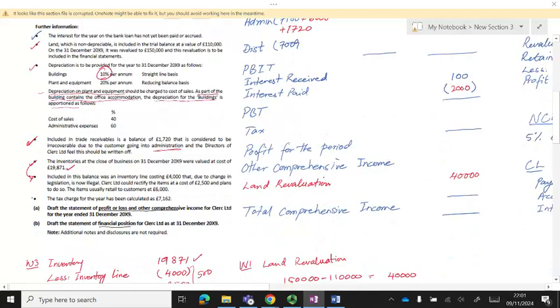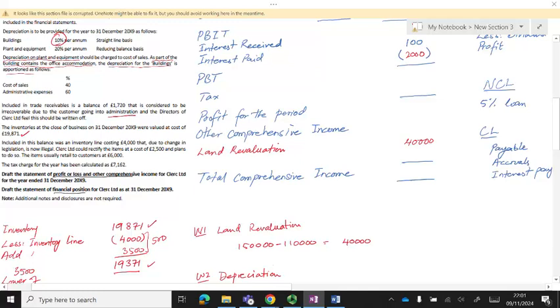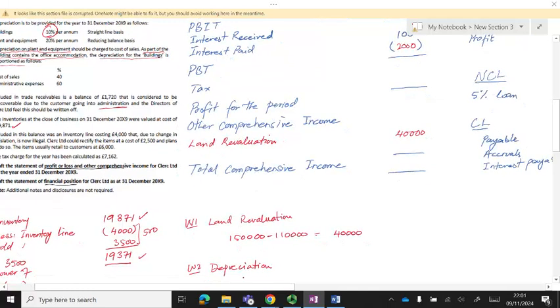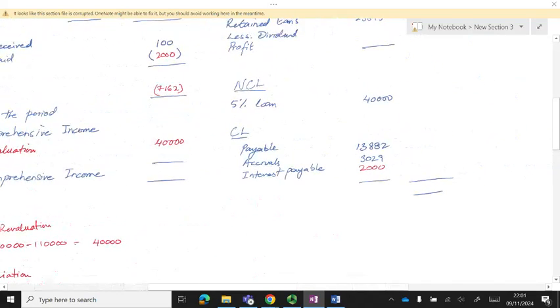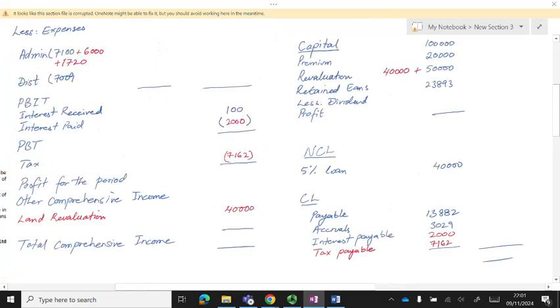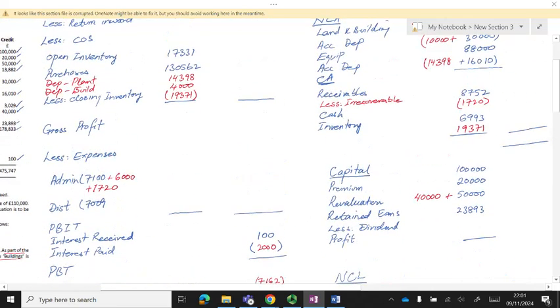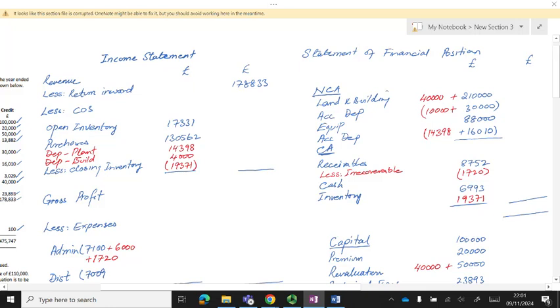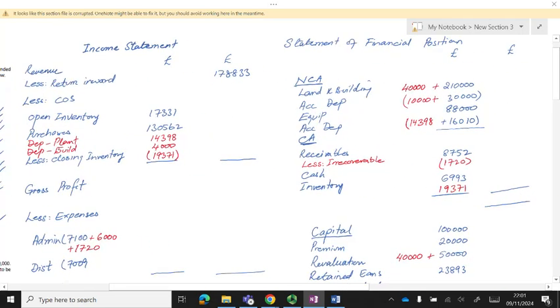Right. Next is the tax, which is 7,162. 7,162. And because we always pay tax later, therefore we need to include that in our current liabilities. All the notes have been taken into account. We have dealt with all the notes.